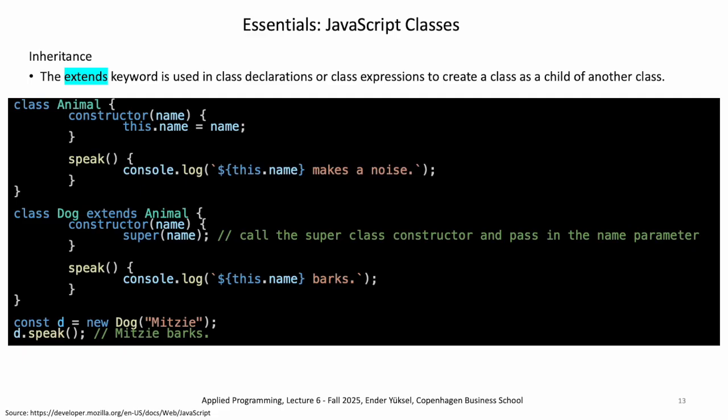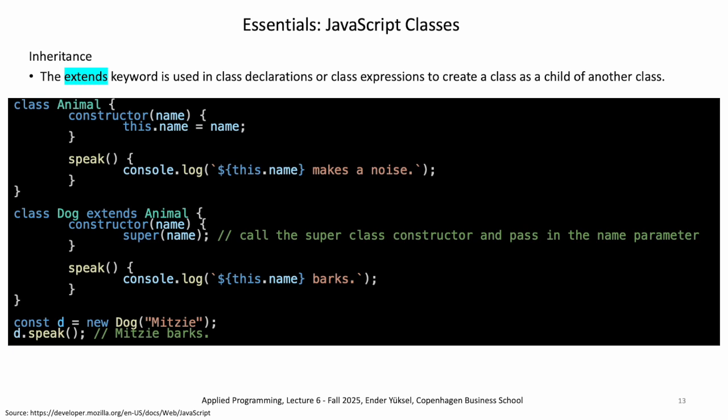What does super do? Super calls the parent class's constructor. Let's also remind ourselves what the this keyword does. This refers to the object that is currently executing the code. In the last two lines, we first create a dog named Mitzi. Then we call the speak method.